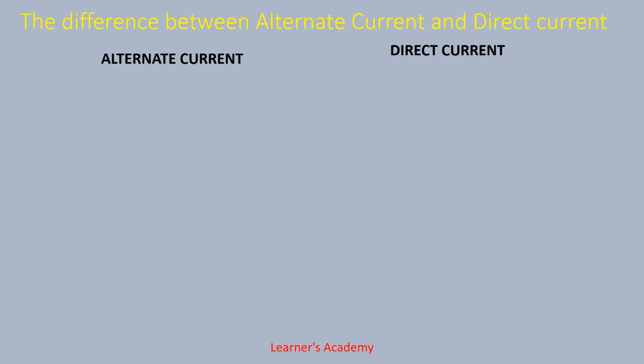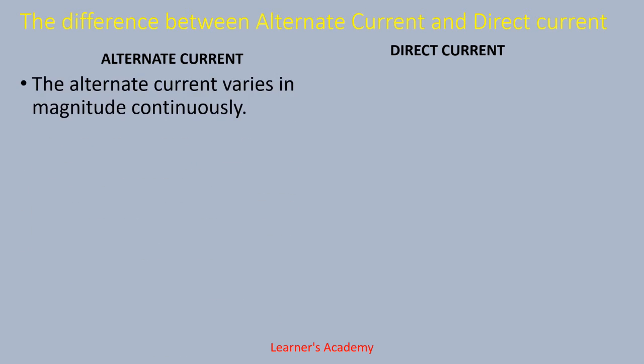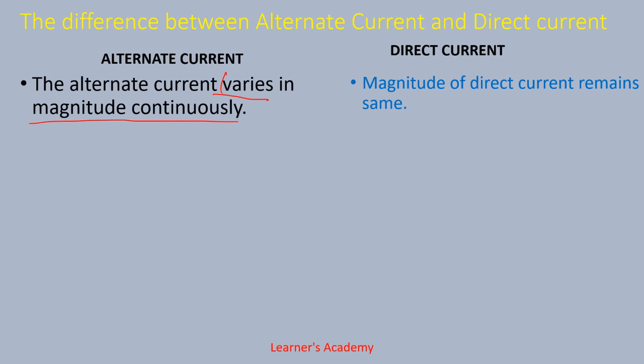Now we come to chapter number 4, effects of electric current, and the first difference that I come across here is the difference between alternating current and direct current. Alternating current basically means the current varies in magnitude continuously. This is very important. On the other hand, direct current remains the same, it does not change.